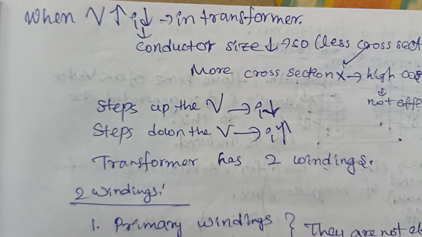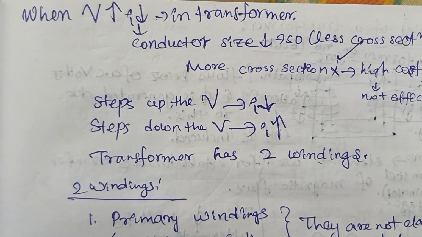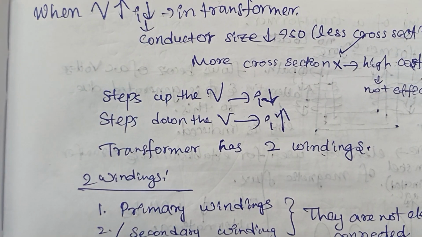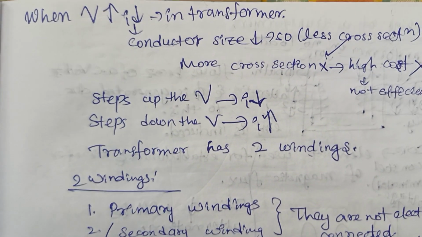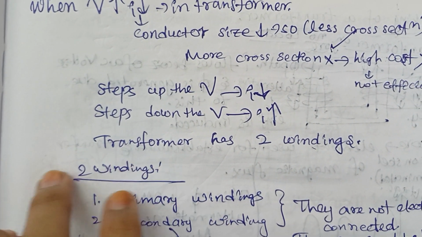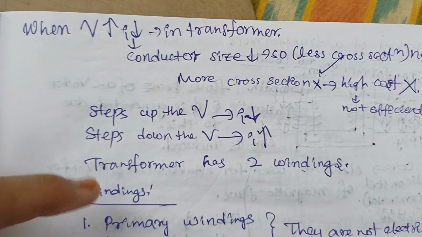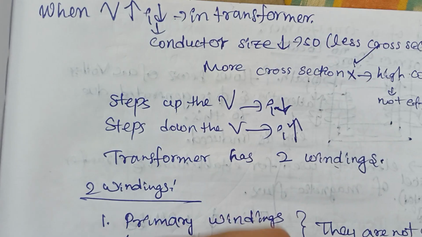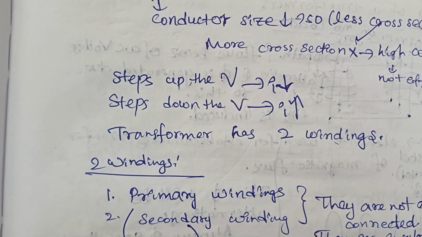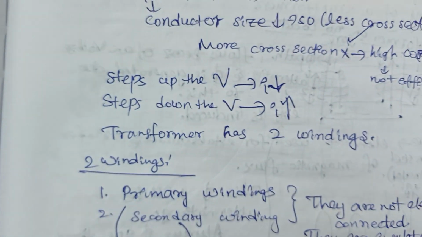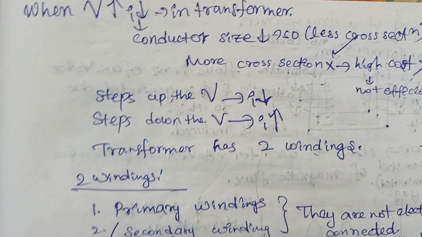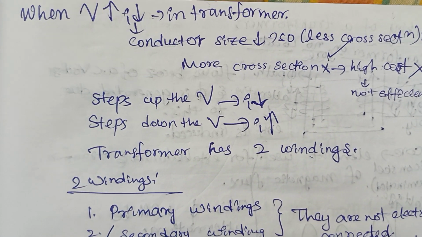See, in a transformer, when voltage is high and the current is less, your conductor size will also be less, right? In simple terms, to transfer this electrical energy, there will be some conductors. If we have conductors of very large size, then it would cost us more, right? But if the conductor size is small, then it will be cost efficient also.